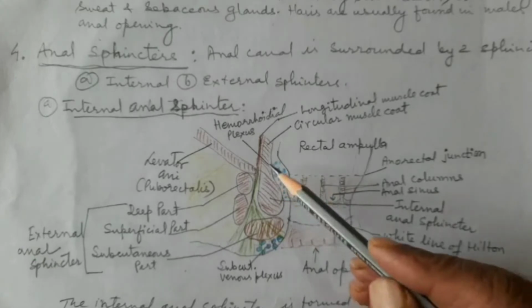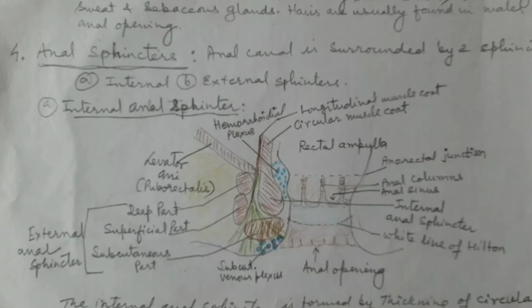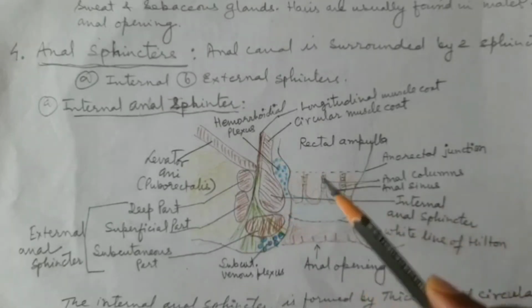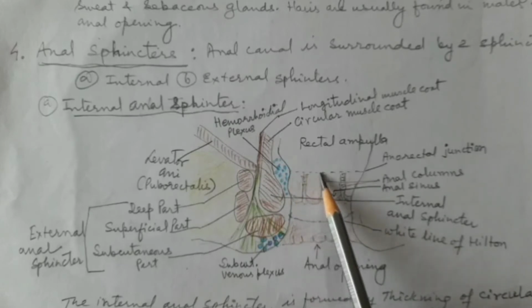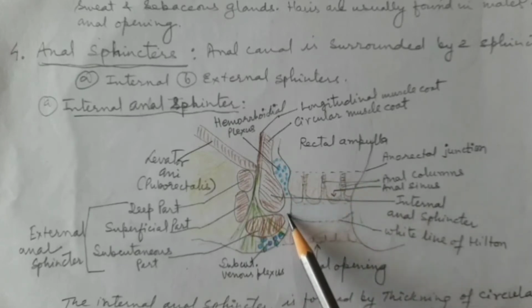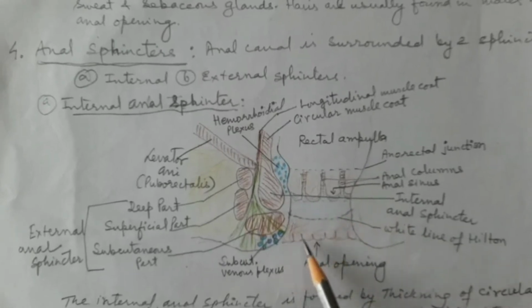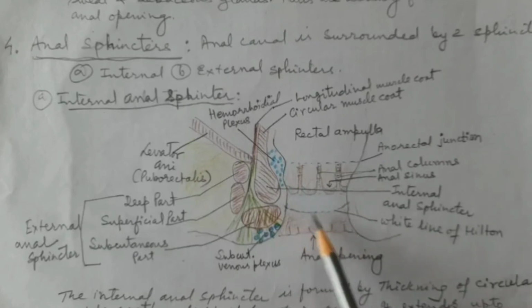So this is the internal anal sphincter, which is formed by the smooth muscle of the circular muscle coat. Now this internal anal sphincter is present between the anorectal junction here, right up to the white line of Hilton. See here, this is the white line of Hilton, this is the pectinate line, and this is the anal orifice here. So here it lies right up to the level of the anal sphincter.